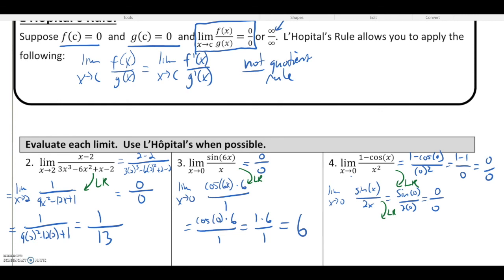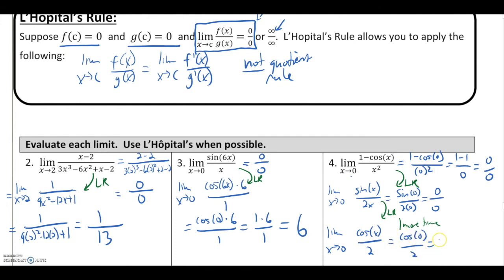So applying it one more time, this would be the same as the limit as x goes to 0 of derivative of sine of x is cosine of x, derivative of 2x is 2, and we'll get cosine of 0 over 2. Well, cosine of 0 is 1, so 1 over 2. We do have a determined value, and that 1/2 does represent our final limit.